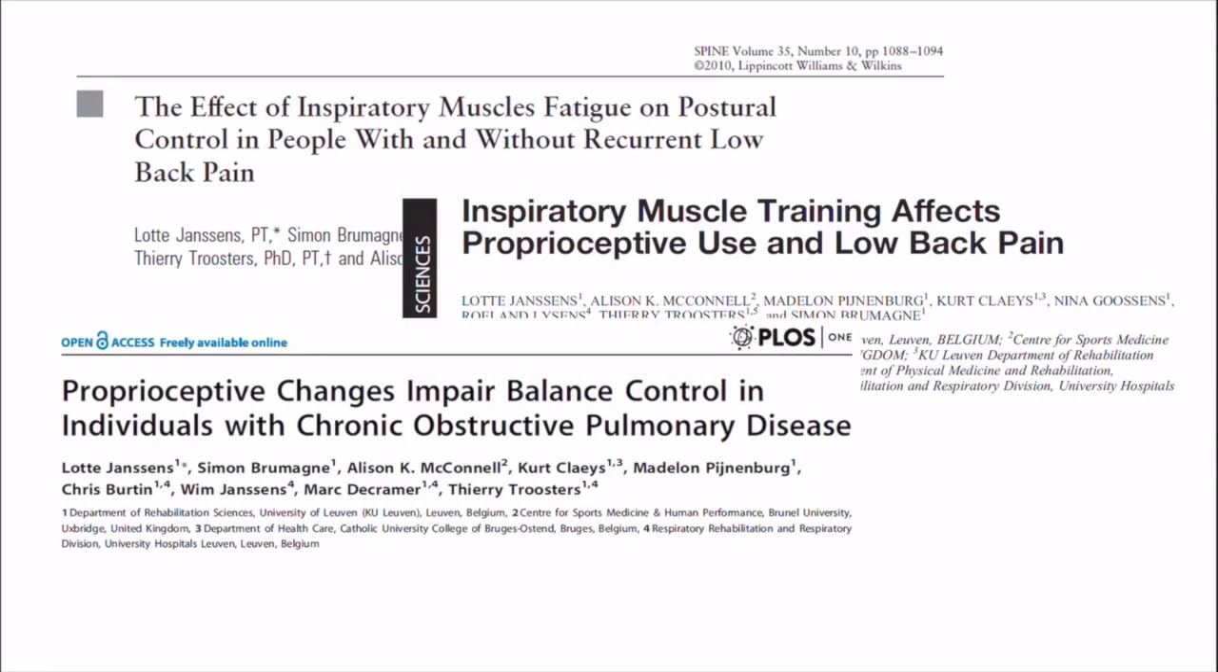This study showed that patients with COPD demonstrated very similar postural control deficits as patients who have chronic low back pain and don't have a pulmonary disease. In fact, the greater their inspiratory muscle weakness, the greater their balance deficits.